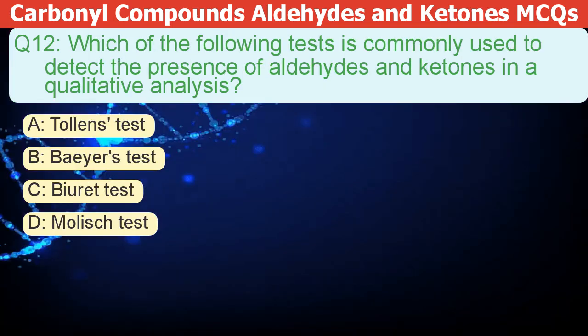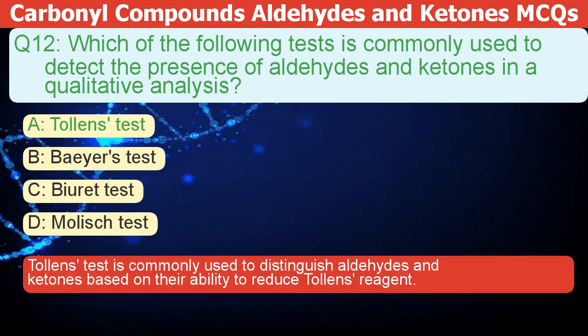Which of the following tests is commonly used to detect aldehydes and ketones in a qualitative analysis? A. Tollens test. B. Bayer's test. C. Biuret test. D. Molisch test. The correct answer is A. Tollens test is commonly used to distinguish aldehydes and ketones based on their ability to reduce Tollens reagent.